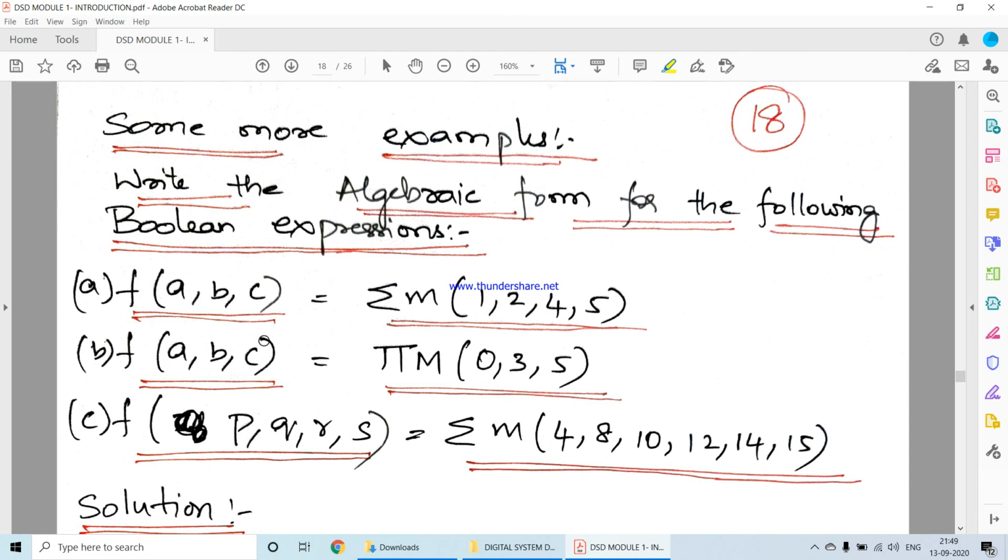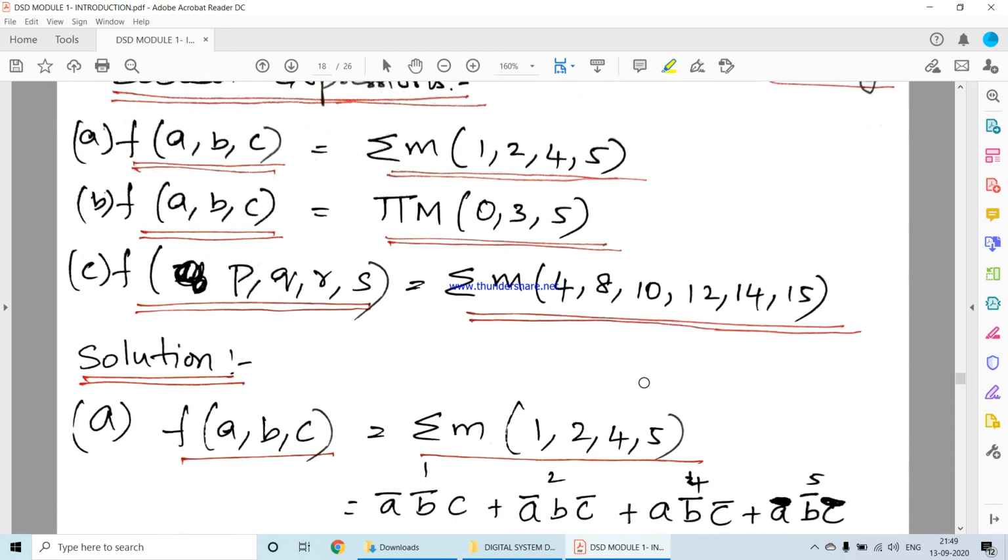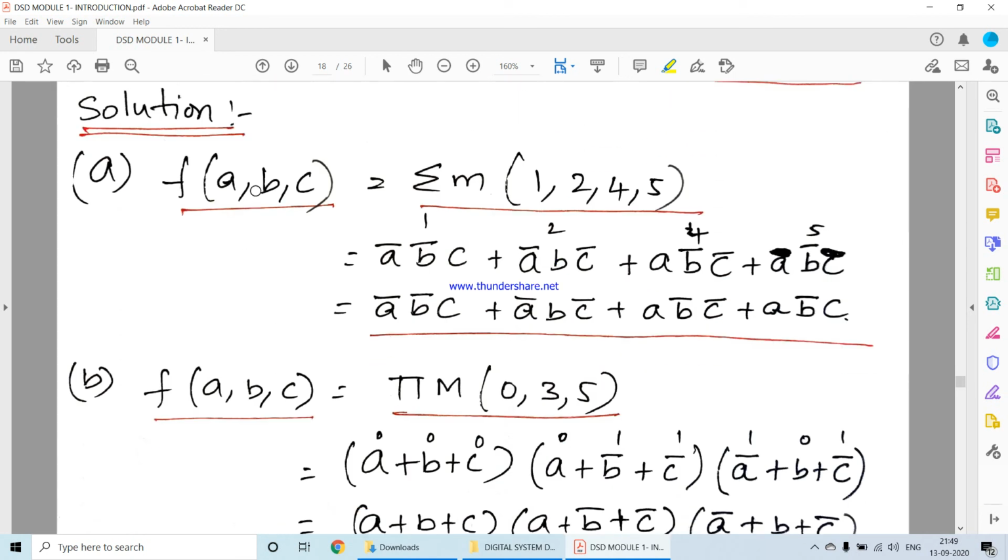F of a, b, c equals pi m of 0, 3, 5. So let us take the first example now. F of a, b, c equals summation m of 1, 2, 4, 5. Now you need to represent 1 in canonical minterm form. So I have already told how 1 is written.